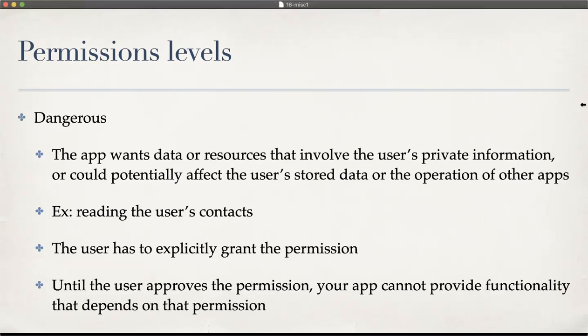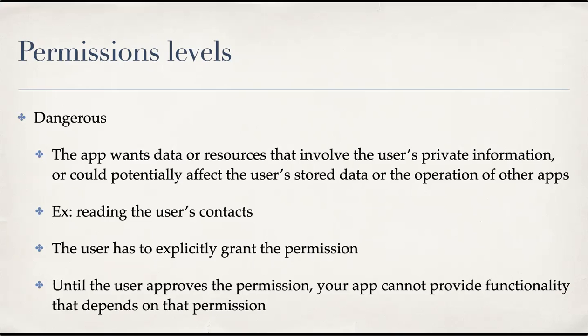The third one is the dangerous permissions. The dangerous permissions are the ones that are likely to affect the user's private information or certain features of the device, which can be dangerous, as the name says. So reading the user's contacts is an example here.